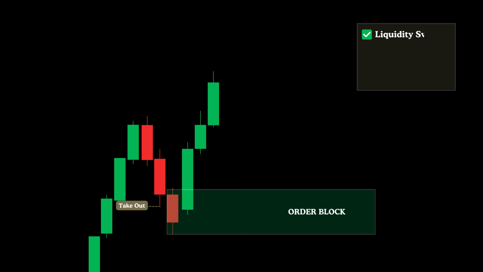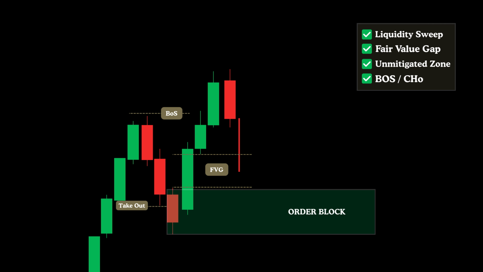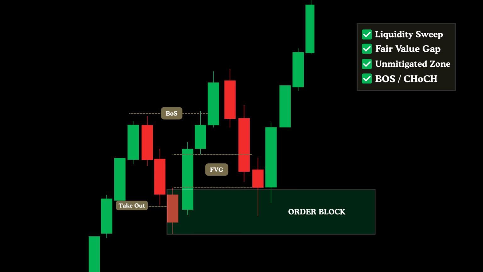You just learned that four rules must be fulfilled to create a valid order block. Fulfillment is essential. This includes liquidity sweeps, fair value gaps, unmitigated zones, and market structure breaks. Now, let's move to the strategy. The strategy is simple. We use two time frames. First, a higher time frame. In this higher time frame, we identify market direction and order blocks.